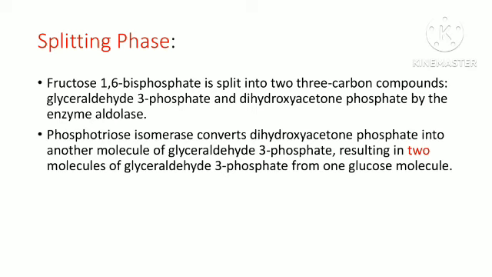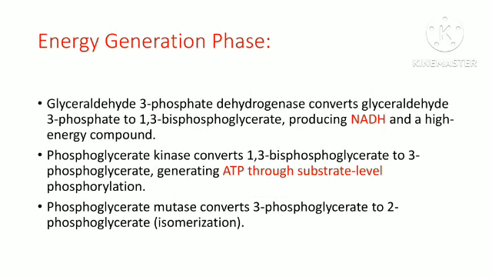Phosphotriose isomerase converts dihydroxyacetone phosphate into another molecule of glyceraldehyde 3-phosphate, resulting in two molecules of glyceraldehyde 3-phosphate from one glucose molecule. Energy generation phase. Glyceraldehyde 3-phosphate dehydrogenase converts glyceraldehyde 3-phosphate to 1,3-bisphosphoglycerate, producing NADH and a high-energy compound.